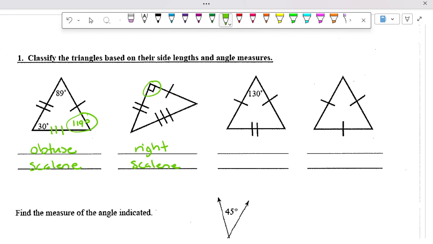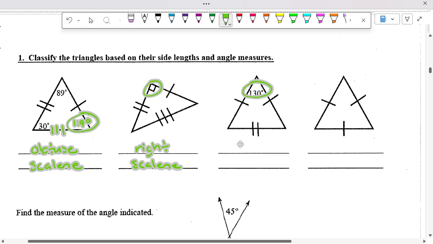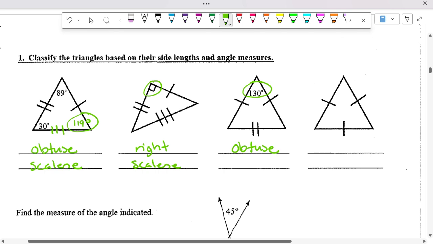All right, what about the next one? So, based off of the angle, what do we got? It's definitely obtuse because we got that 130. So as long as we got at least one obtuse angle, we can call it obtuse. We can stop there. Based off its sides, it's isosceles. Why? Right. There's 2 sides with 1 tick mark, which means we got those 2 congruent sides.